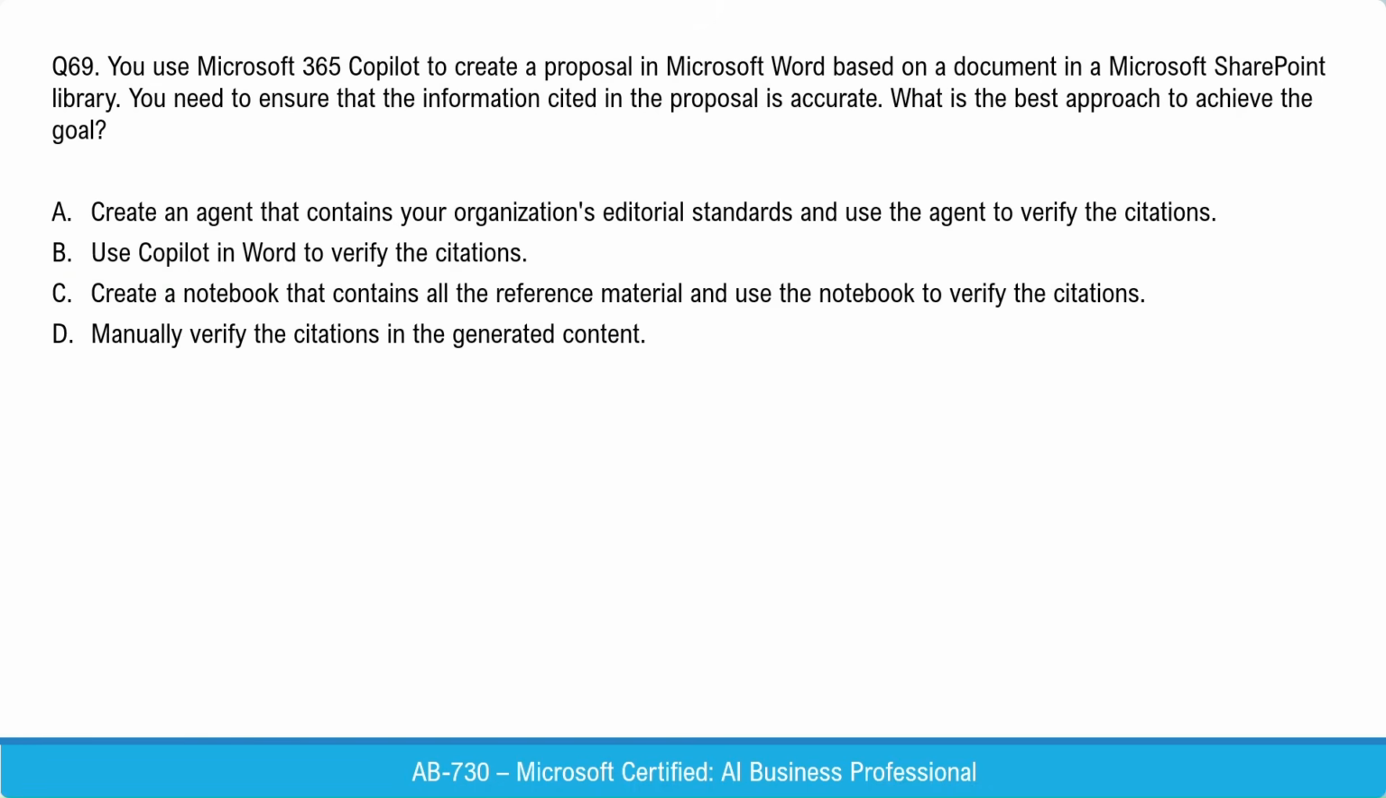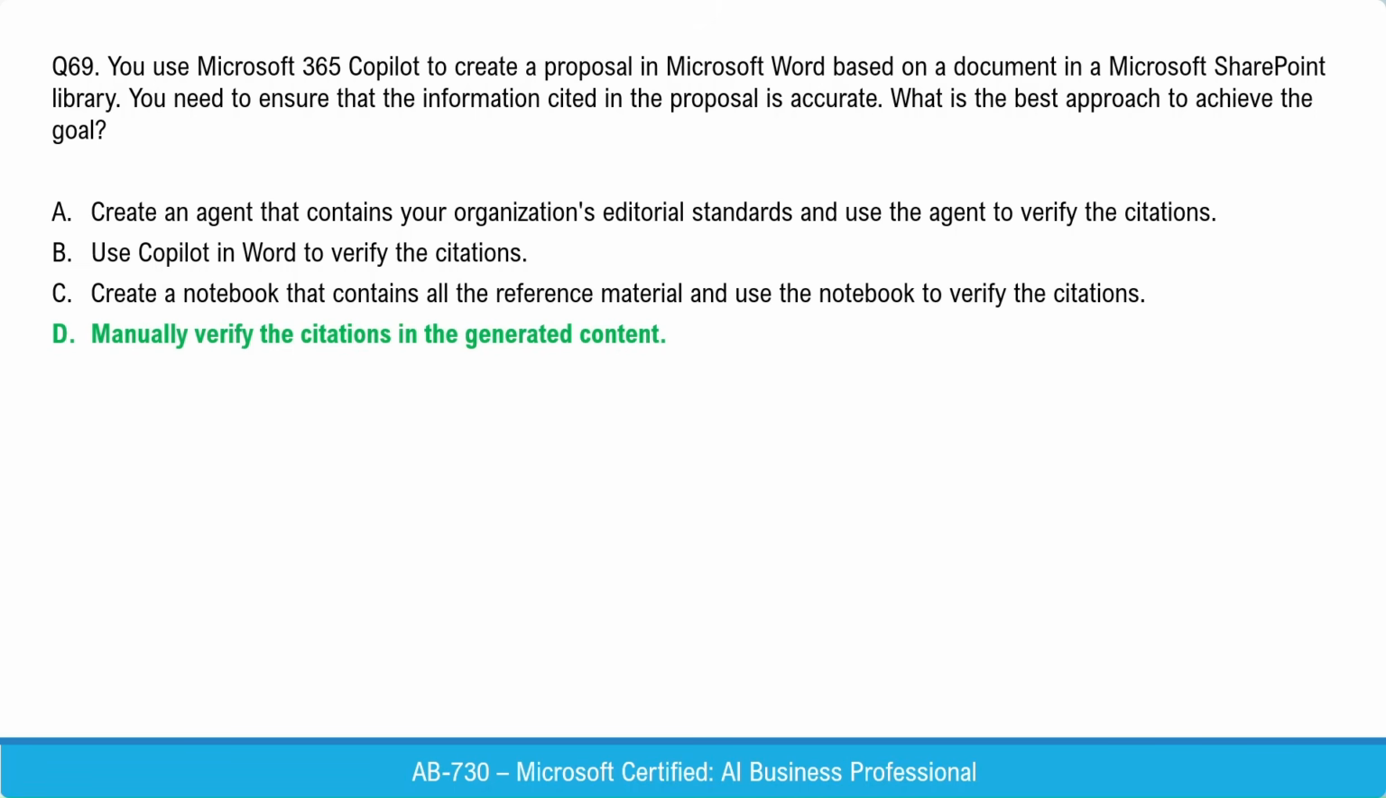Next question. You use Copilot to create a proposal in Word based on a document in a SharePoint library. You need to ensure that the information cited in the proposal is accurate. What is the best approach to achieve the goal? And you have been given four options. Please go through them by pausing the video over here. And the correct answer is option D, manually verify the citations in the generated content.